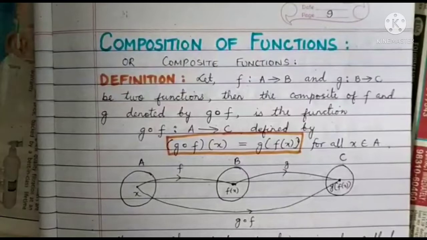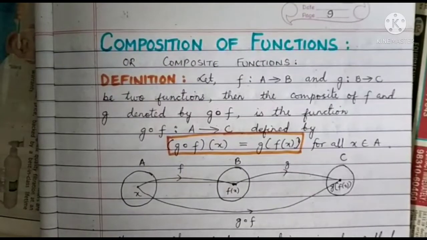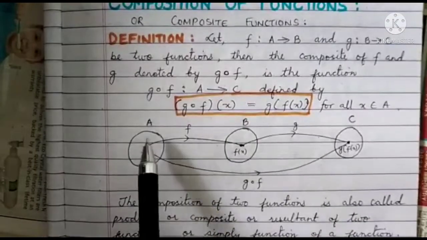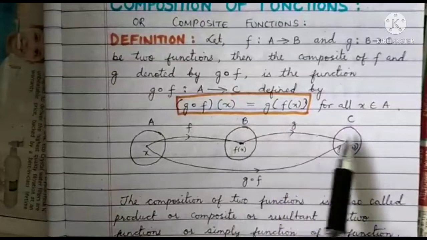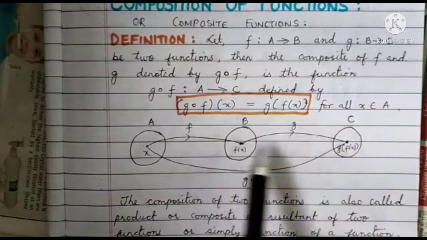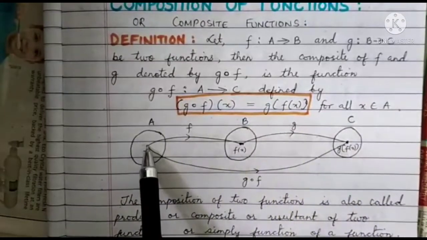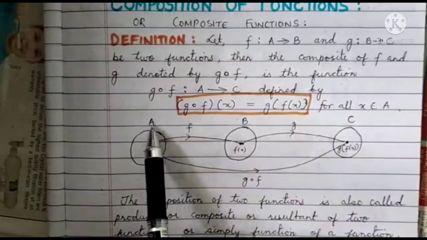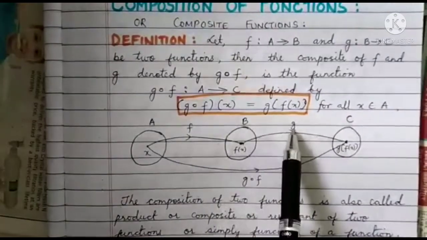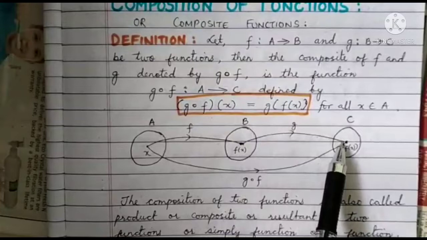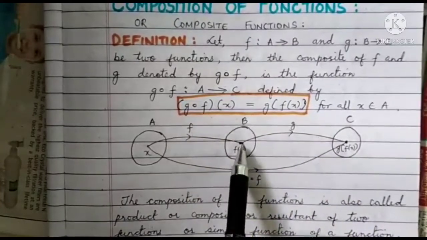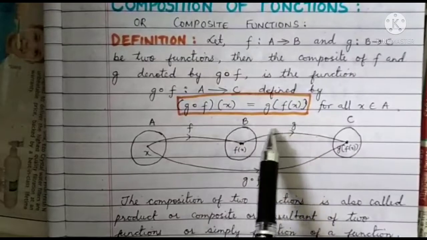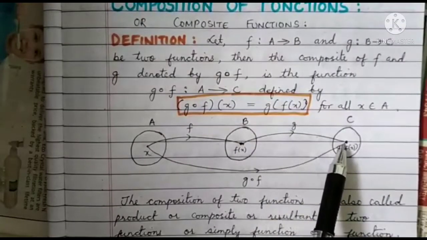Okay, our next topic is composition of functions or composite functions. Now, let us begin with an example. Suppose you have got set A, you have got set B, and you have got set C. Three different sets are there. Now, you have f is a mapping from A to B, and g is a mapping from B to C. That means f maps elements of A into B, and g maps the elements of B into C, right?